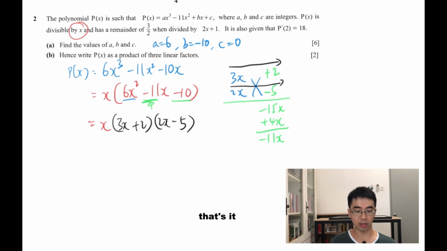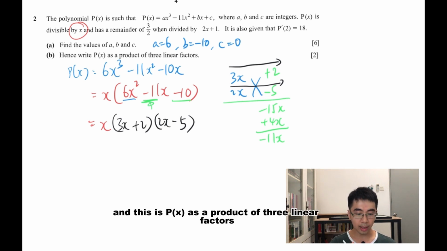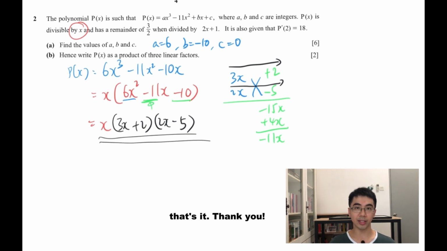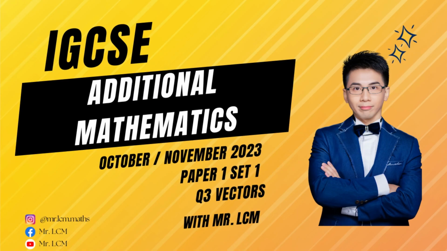That's it. All right, so actually the three linear factors should be x, and then 3x plus 2, and then 2x minus 5. And this is the p of x, yeah, as a product of 3 linear factors. That's it. Thank you.